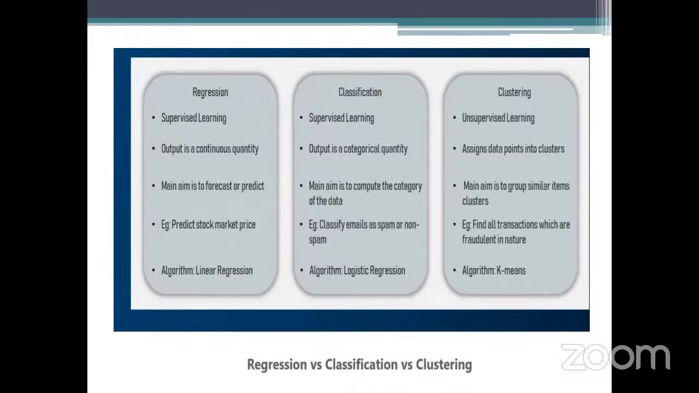Previously, in unsupervised learning, we saw Tom and Jerry images being classified like that. That can be solved by using a supervised learning classification algorithm like support vector machine, naive Bayes, logistic regression, K nearest neighbor, and so on. All those algorithms you can use in classification. The main aim in classification is to compute the category of the data, classifying.